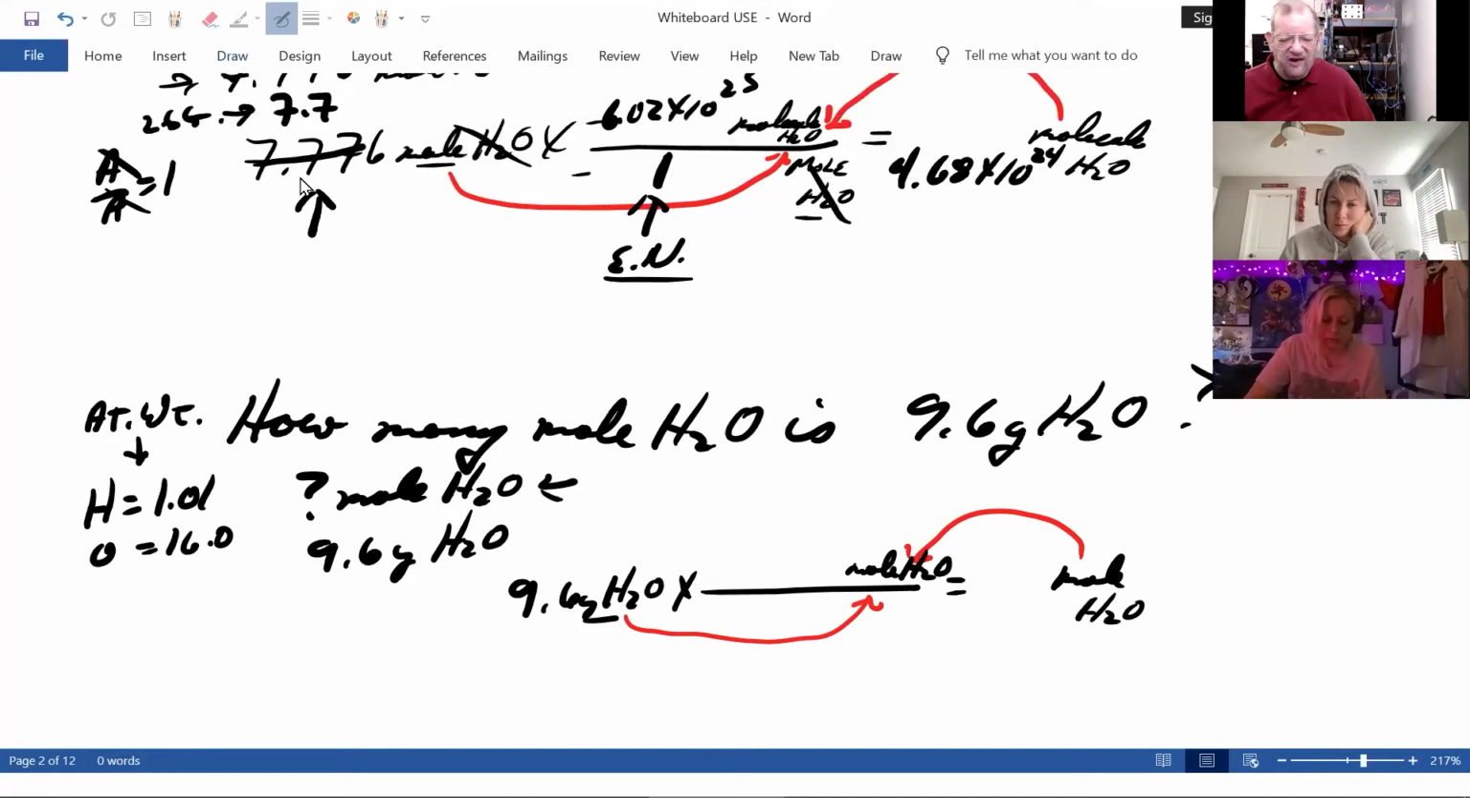Moles of water goes on top. Grams of water goes underneath. Where do I get these numbers? I look at important information in case you forgot.